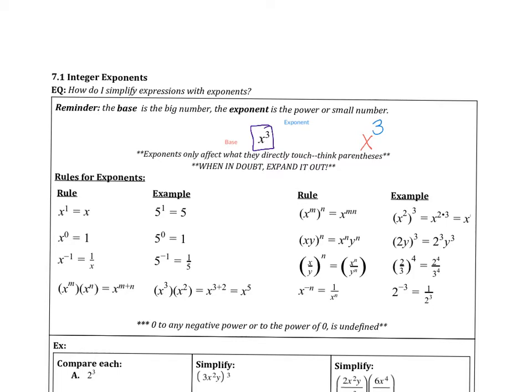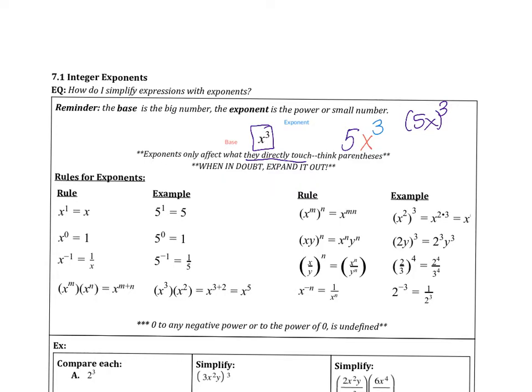Exponents only affect what they directly touch. Think about that as parentheses. So for example, if there was a number in front of this x, like a 5, that 5 does not include that to the third power. The 3 is not touching the 5, so it doesn't apply. As opposed to if I had 5x to the third power, that exponent is applying to everything inside parentheses, and we will talk more in depth about that in a little bit.